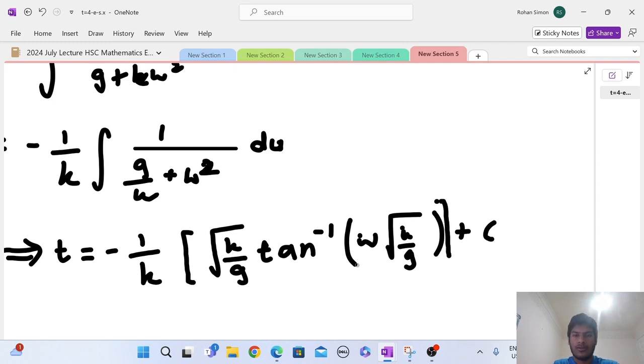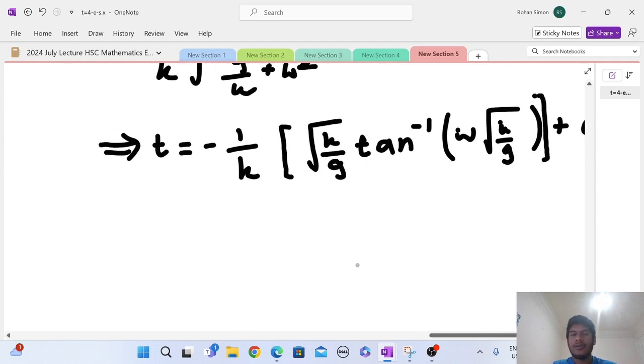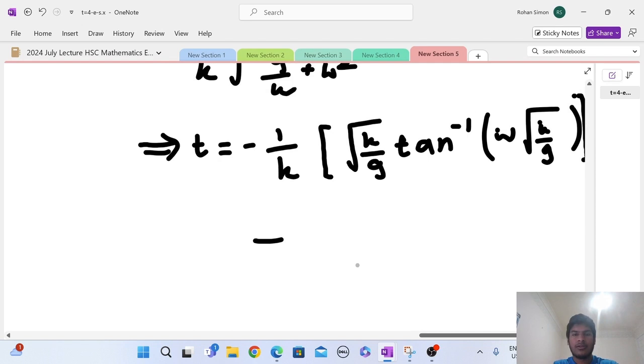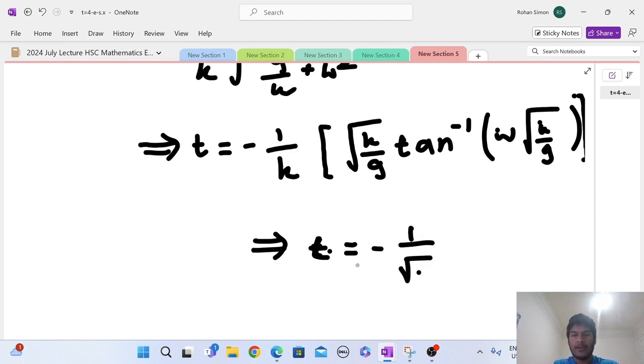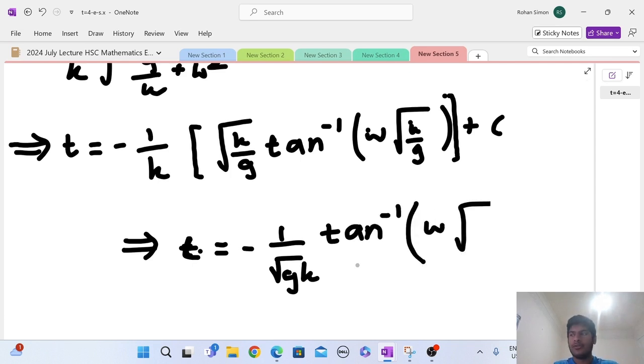Right, and we can put the c outside if we'd like. It doesn't really matter. And so we end up with the expression, if we do a bit of cancellation with this k and the k inside, we get t equals minus 1 on root gk, because we've got a half a power on the top, whole power on the bottom, so we can turn that into a half a power on the bottom. Tan inverse w square root k on g plus c.